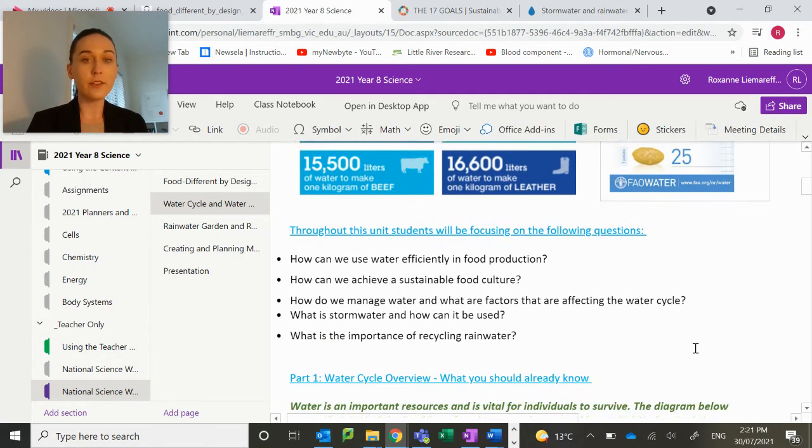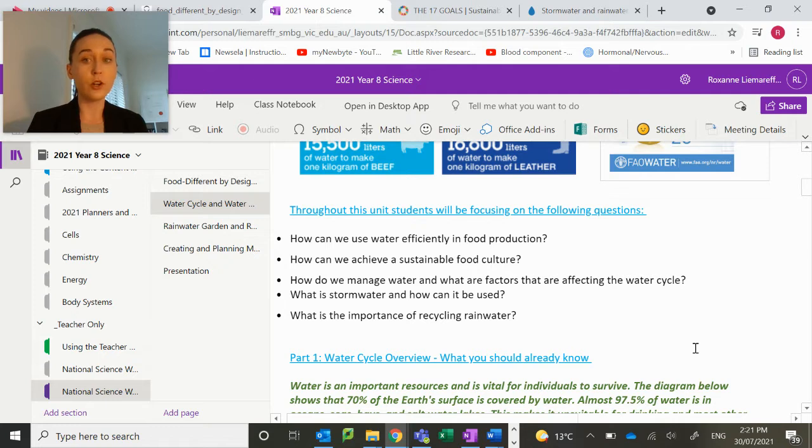And so throughout this unit, students will be focusing on these questions. How can we use water efficiently in food production? How can we achieve a sustainable food culture? How do we manage water, and what are the factors that are affecting the water cycle? What is stormwater and how can it be used? And what is the importance of recycling rainwater?